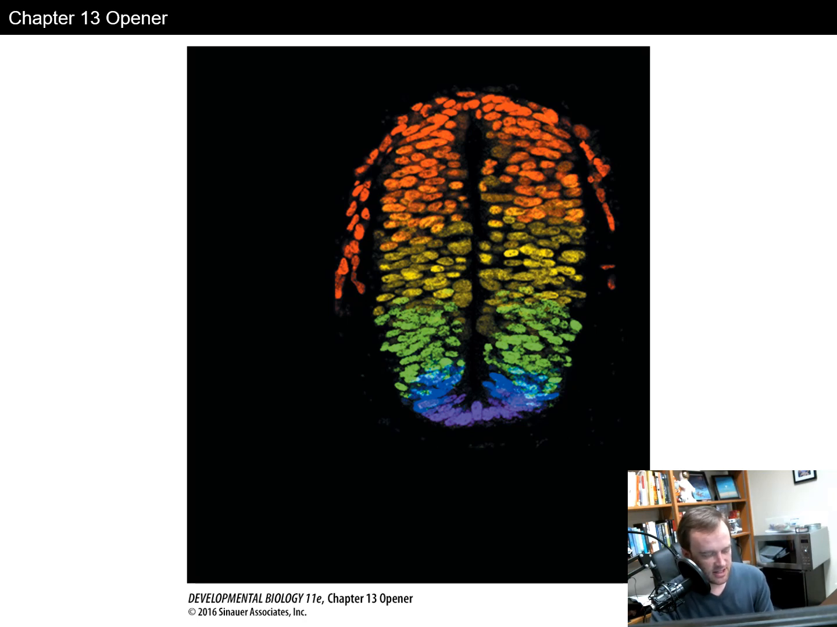So previously, in the last chapter, we talked a bit about the primitive streak formation and the laying down of the notochord, and that's the very early precursors to the development of the spinal cord. And so now we're going to move on to look at the development of the neural tube, which is the next step in spinal cord development.